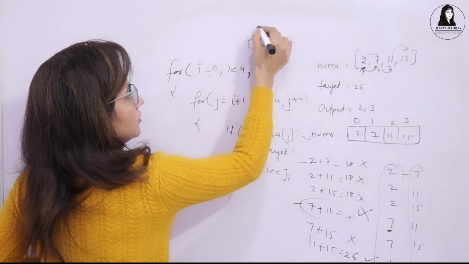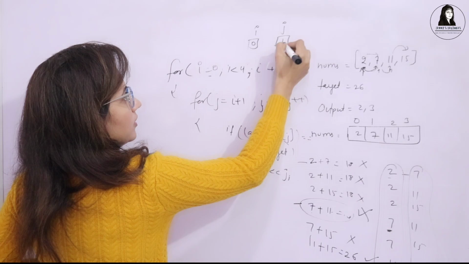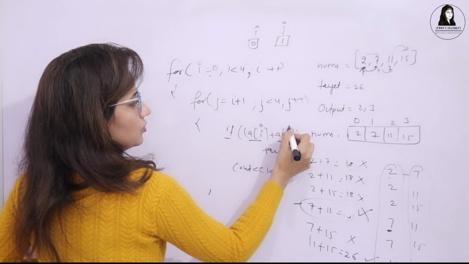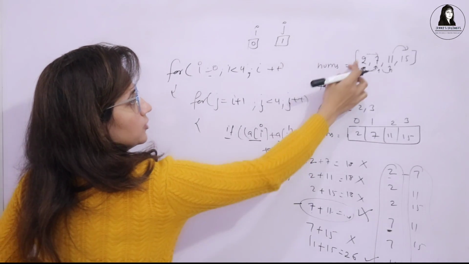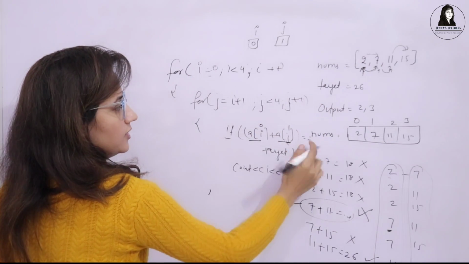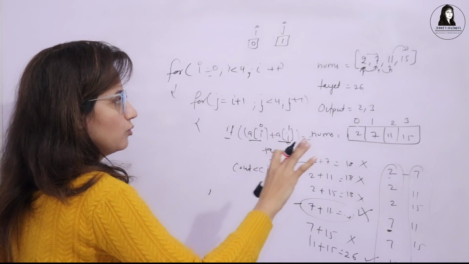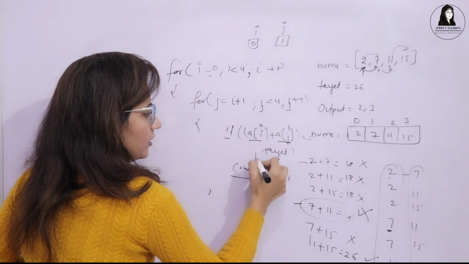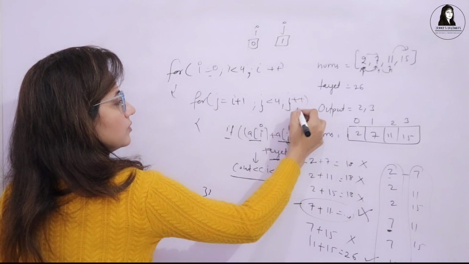At first i is 0 and j is i plus 1, which is 1. So if a of i plus a of j, i is 0, j is 1, right? So we access these two elements, 2 plus 7. Is this equal to the target? The target is 26. 7 plus 2 is 9. Is 9 equal to 26? No. So we are not going to enter this if block. We will not print this, and we simply do j plus plus.